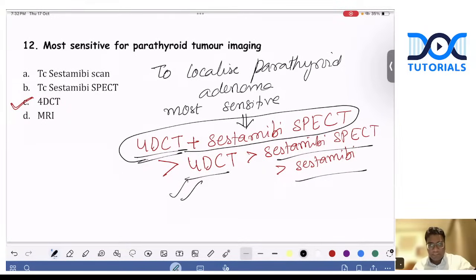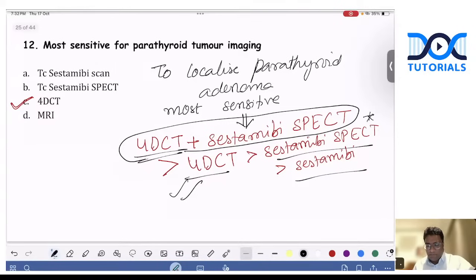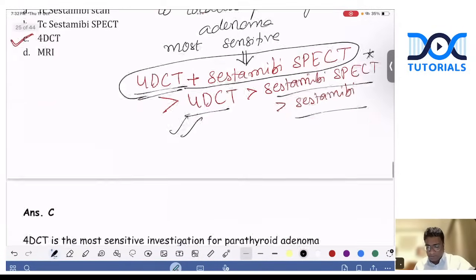Next should be sestamibi SPECT. Obviously, SPECT is 3D imaging. That is better than just doing a sestamibi scan. So 4D-CT is better than sestamibi SPECT, which is better than sestamibi. These are the more sensitive investigations to localize parathyroid adenomas.